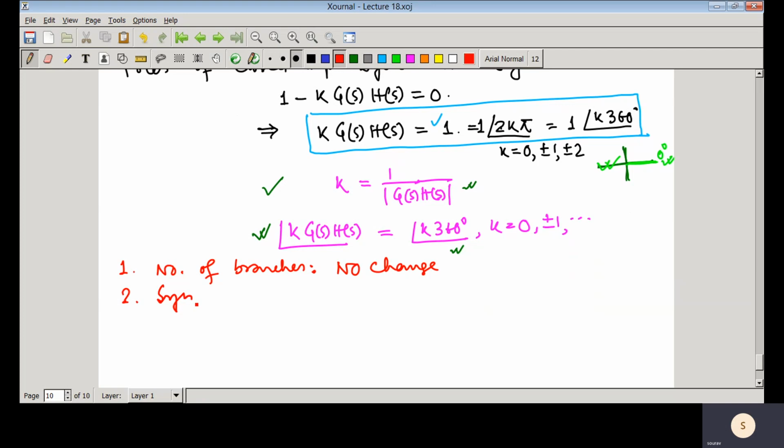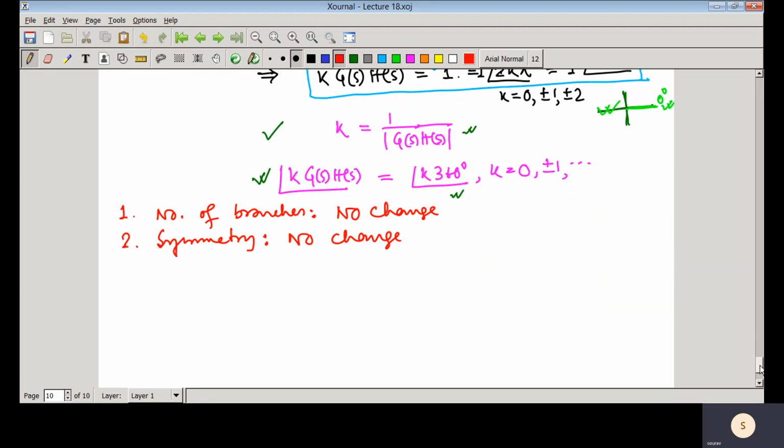Now what about the symmetry? Symmetry, again there is no change. So that means in case of positive feedback, the root locus is also symmetric with respect to the real axis. So then let us see the real axis segment.